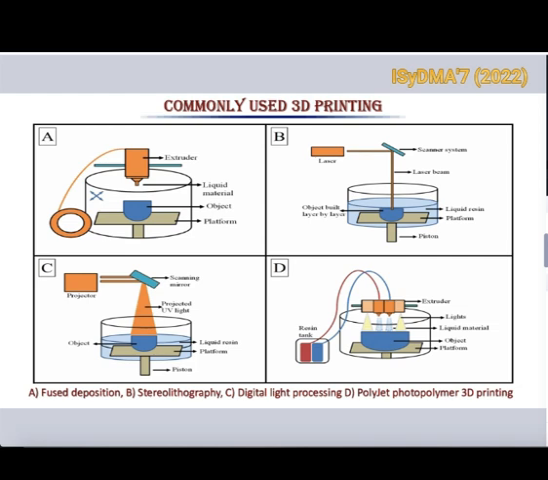Again, as I mentioned, these are some of the 4 common processes which are currently used, but we can also deposit metal. We can also deposit biological molecules using 3D printing. So it obviously provides a lot more flexibility for different types of applications.